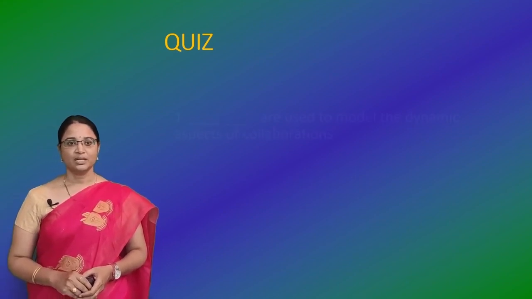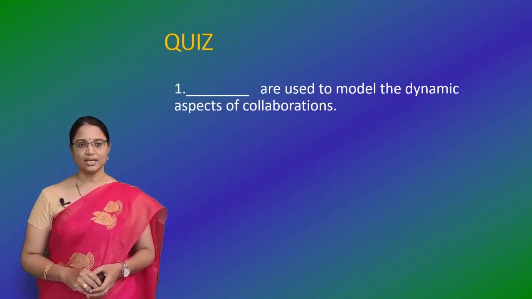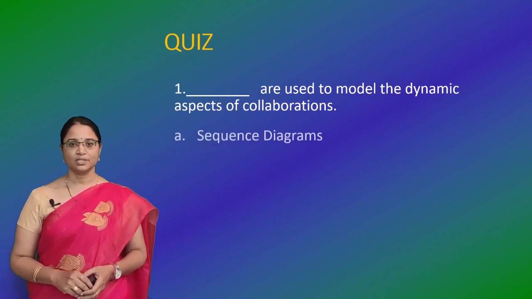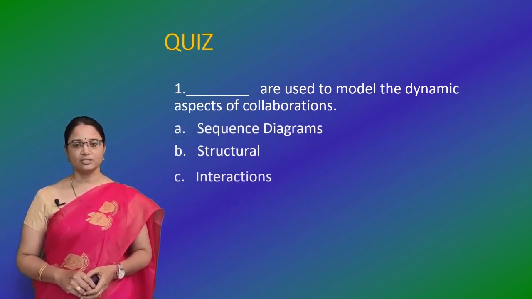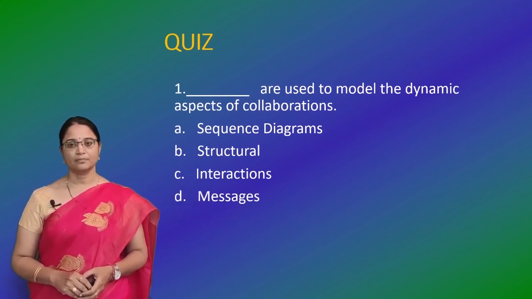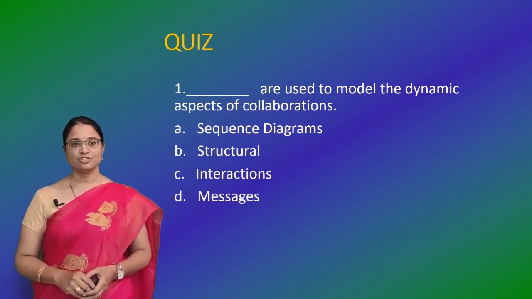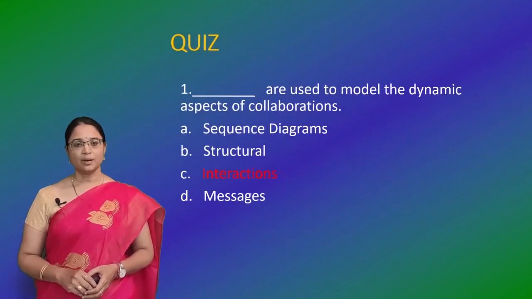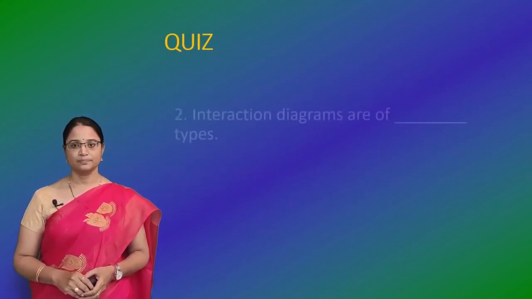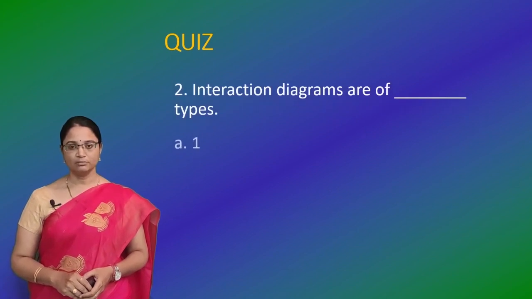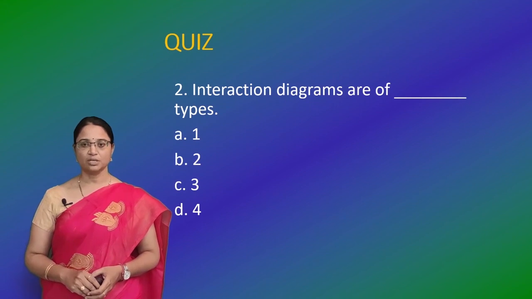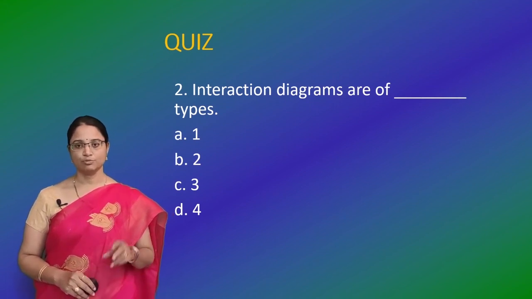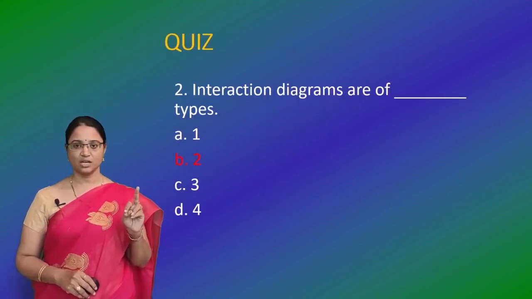First question. Dash are used to model the dynamic aspects of collaboration. Coming to the options: sequence diagram, structural, interactions, messages. So the answer is interactions. Coming to the second question, interaction diagrams are of dash types. So options are 1, 2, 3 and 4. So interaction diagrams exist in two forms. One is a sequence diagram, the second one is a collaboration diagram.